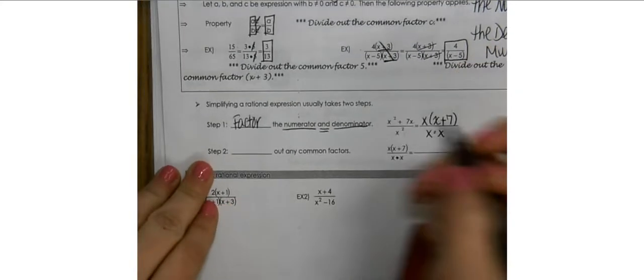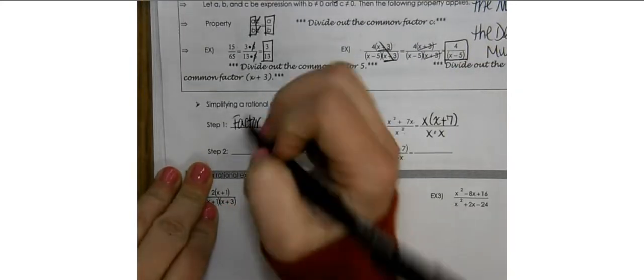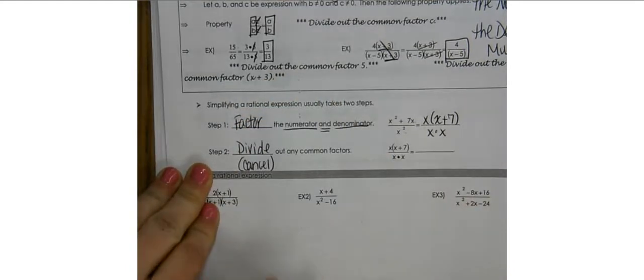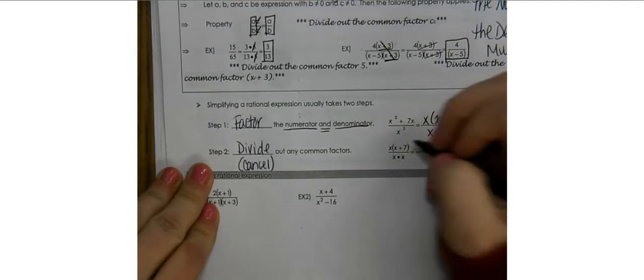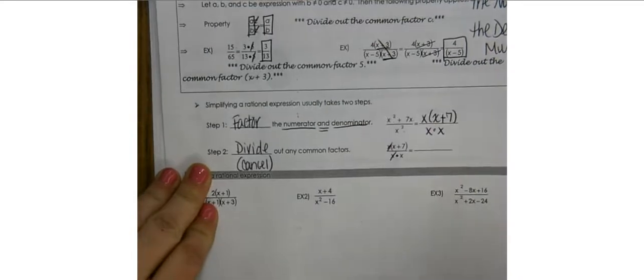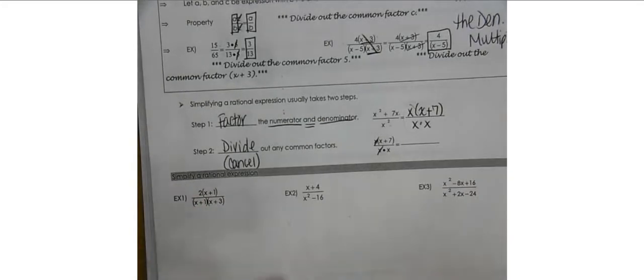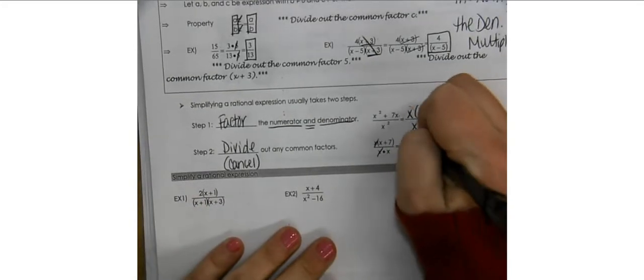Next step, step 2, we need to divide or cancel, you might hear. Divide out or cancel out anything that they have in common. So anything that's the same on the top and the bottom, like in this case, they both share an x in common, gets divided out, and our answer is going to be x plus 7 divided by x.